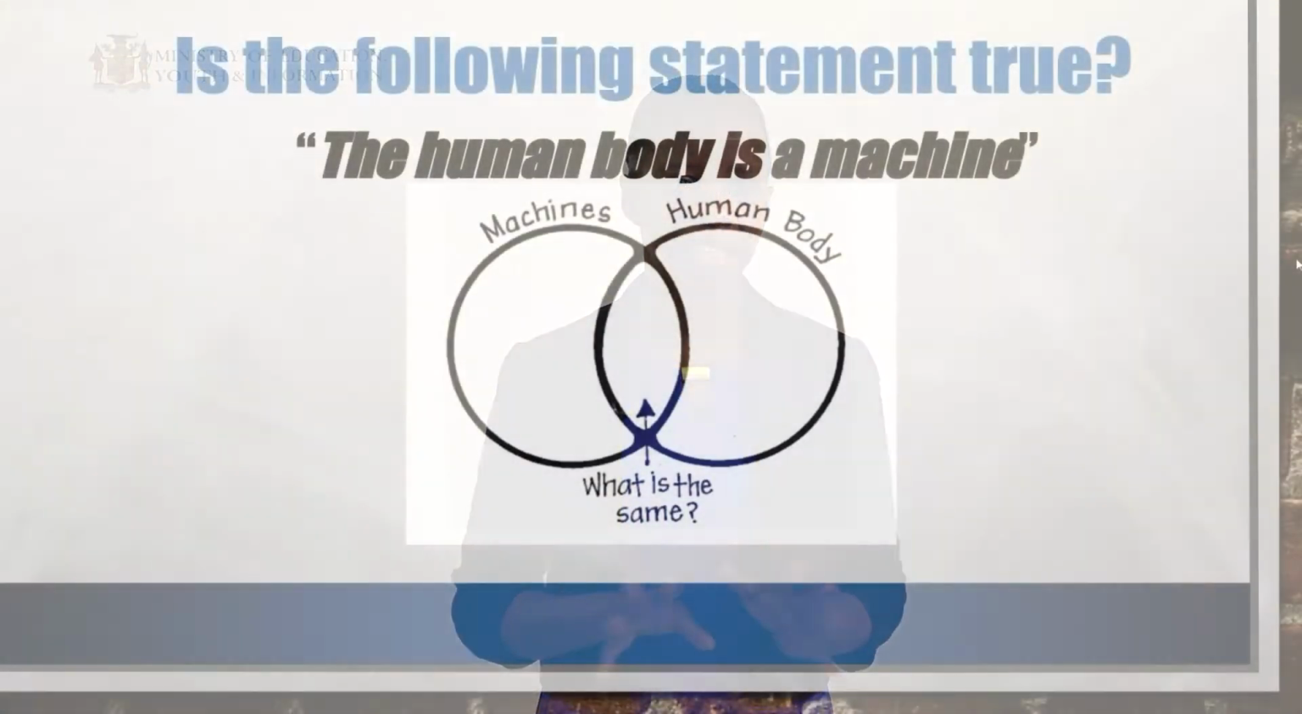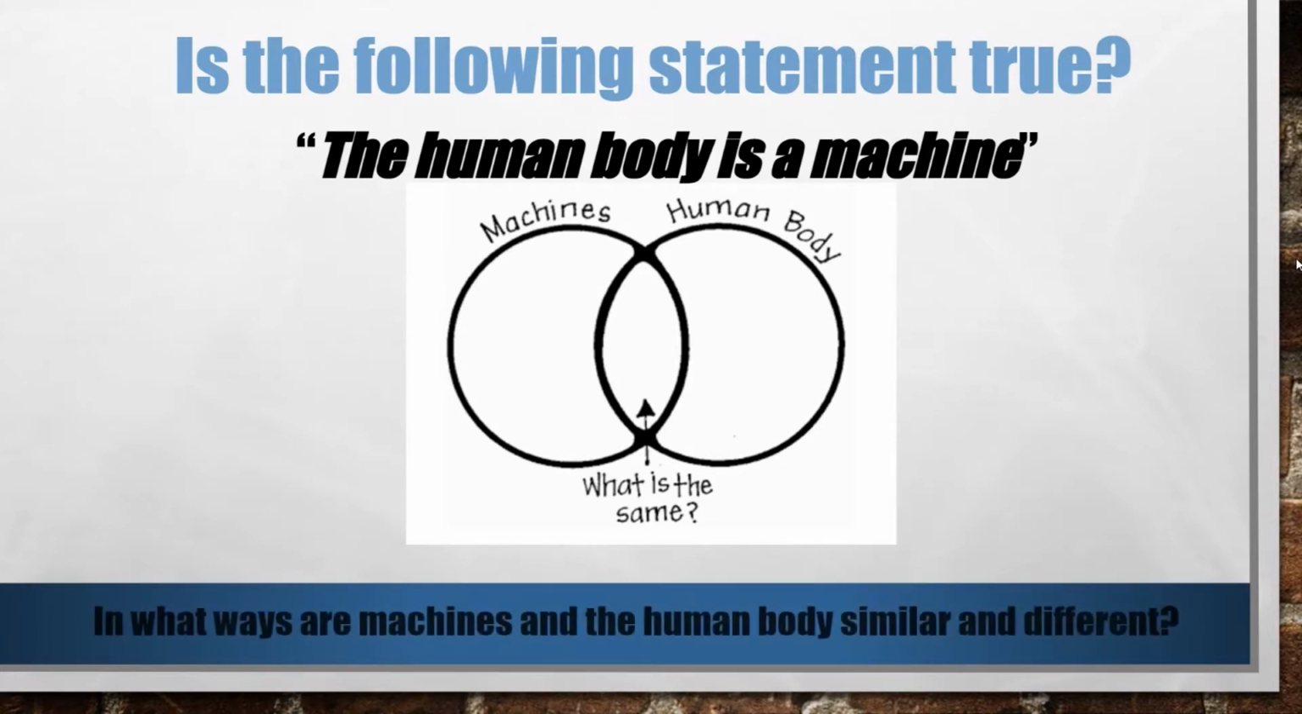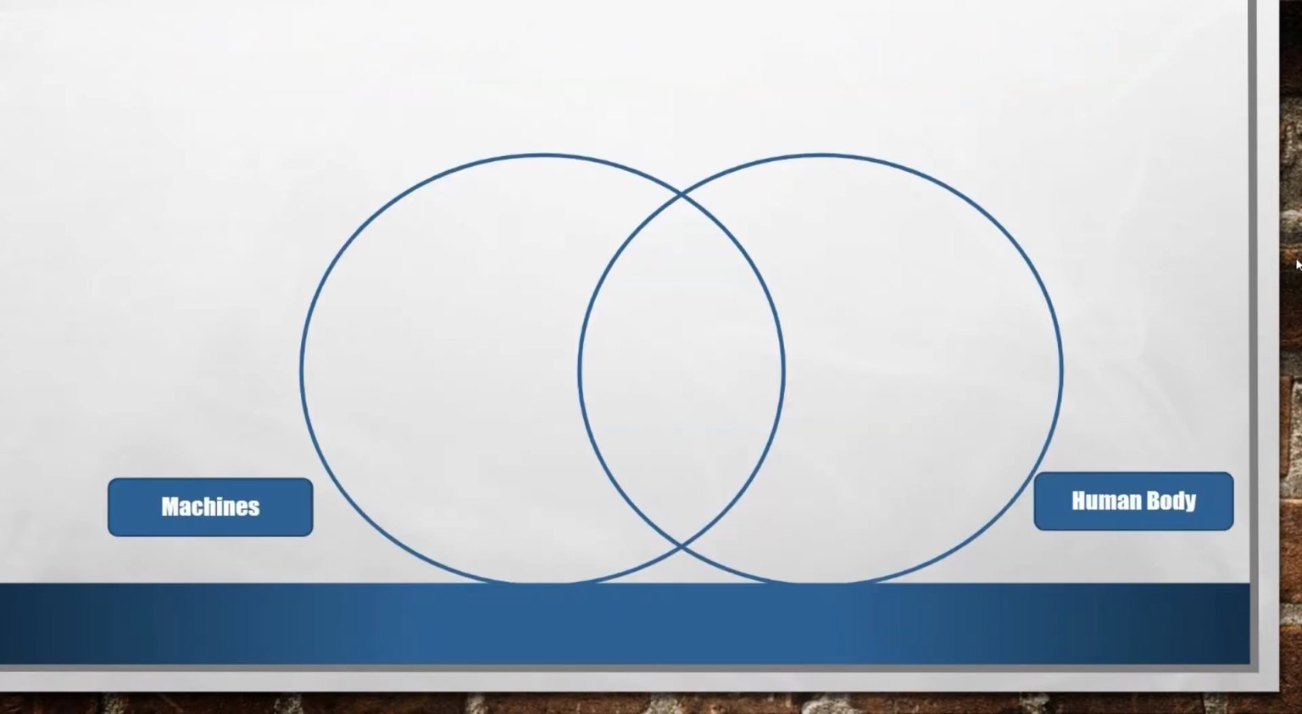So I want you to get a piece of paper, draw up a Venn diagram as shown in the picture. You're going to be looking for what is similar about the human body and a machine and what is different. So you're going to identify the similarities and the differences between the human body and the machines, and put that information in your Venn diagram. The similarities will go in the center where it overlaps, and the differences would be outside of that. Can you do that?